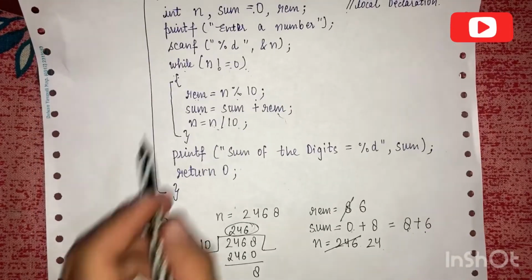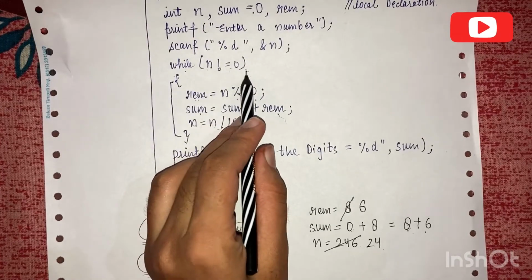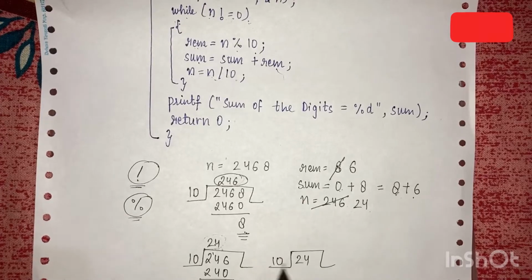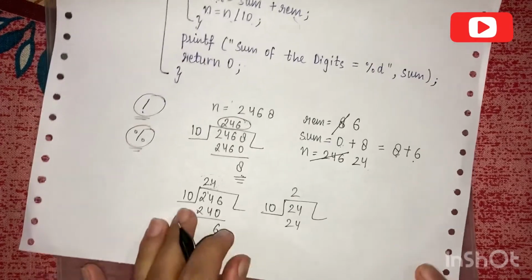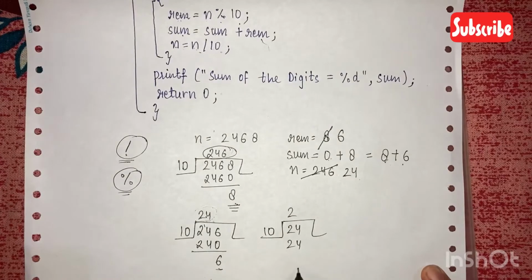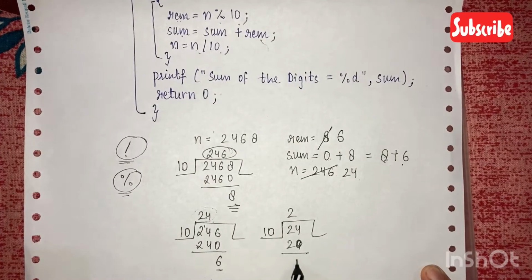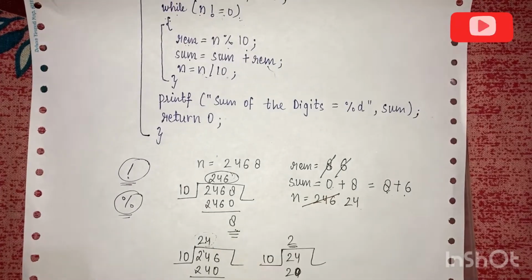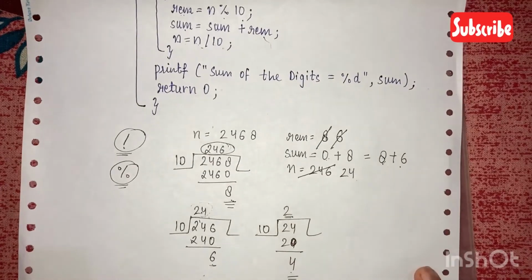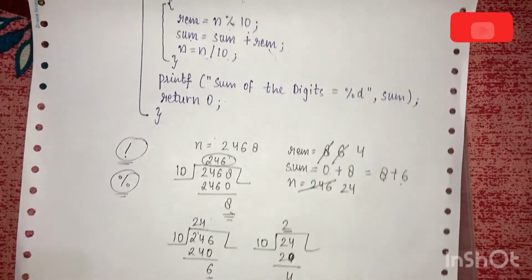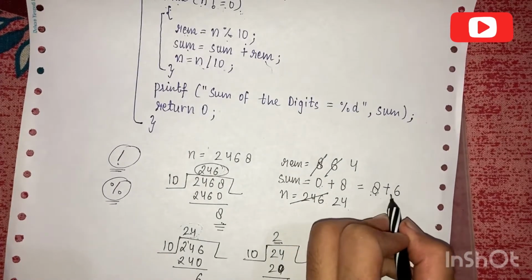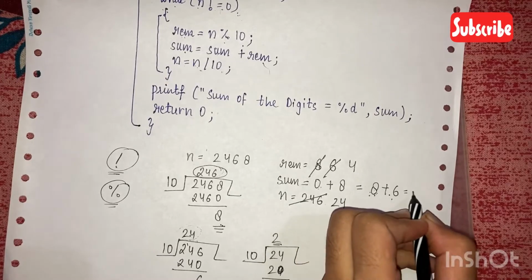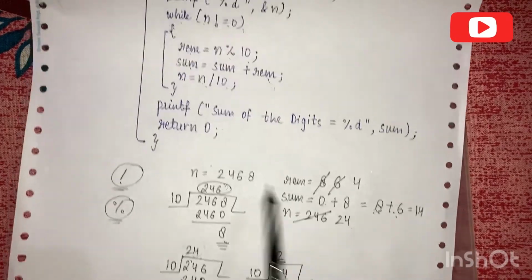Then we will again check the condition. 24 not equals to 0, condition true, obviously. So 24 divided by 10: 10 twos are 20, sorry. So we get 4 as remainder and 2 as quotient. So the remainder now is 4. Here we have the sum of these two as 14, so 14 is the sum.